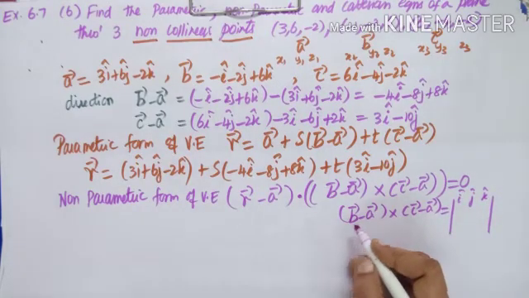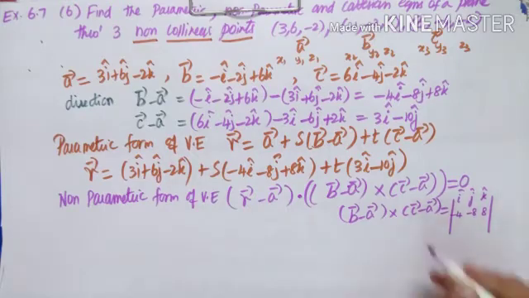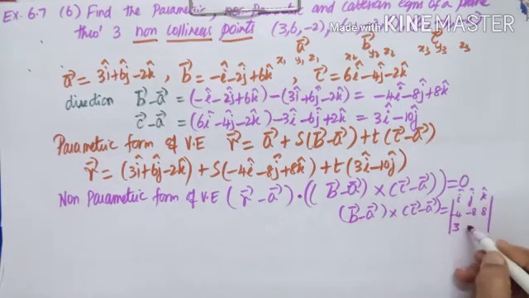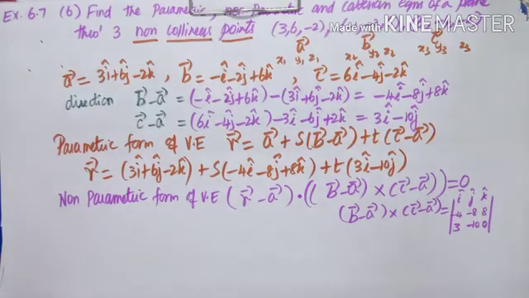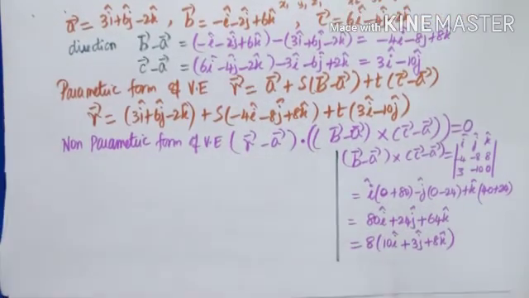B minus A, as we found here, is minus 4, minus 8, 8. C minus A is 3, minus 10, 0. Expand the determinant and find the answer. As we find B minus A cross C minus A and simplify, we have this vector which we will substitute.